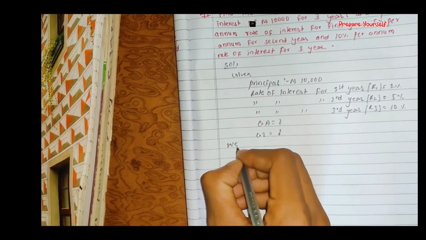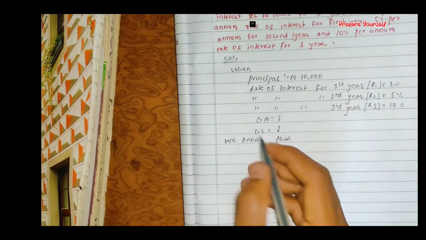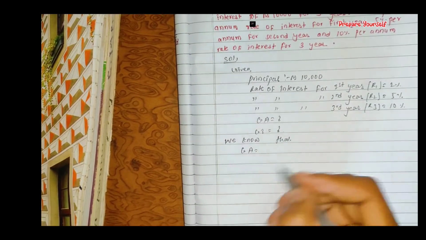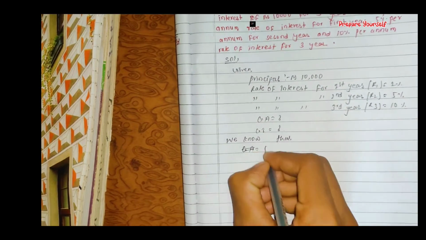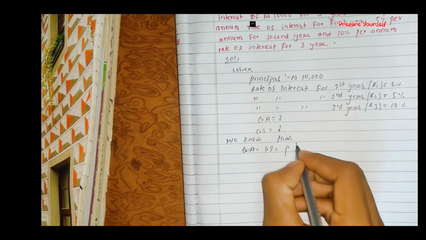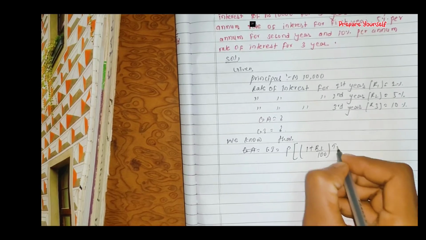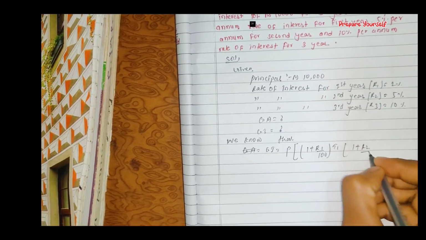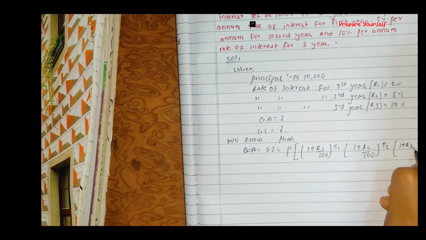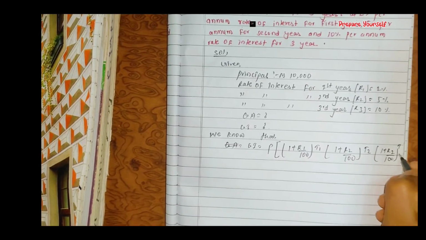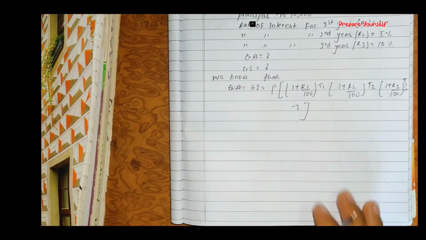So the formula is: first we will find the compound interest, and then we will add it to the principal to get the compound amount. The compound interest is P[(1 + R1/100)^T1 × (1 + R2/100)^T2 × (1 + R3/100)^T3 − 1]. We learned this formula in the first video of compound interest.